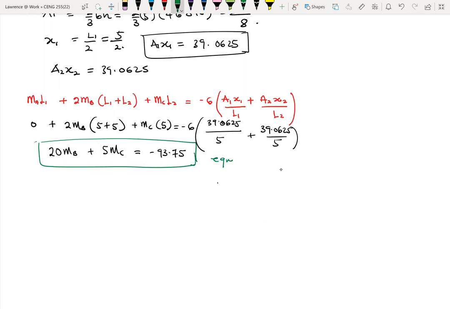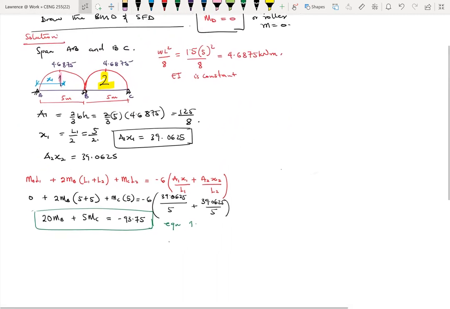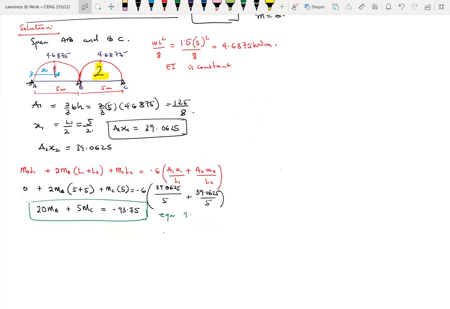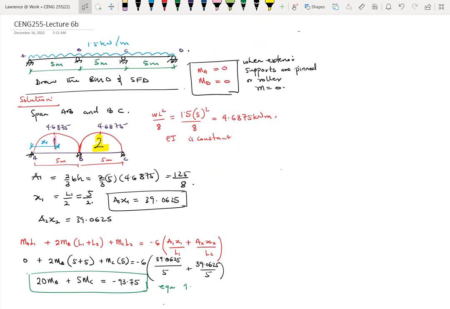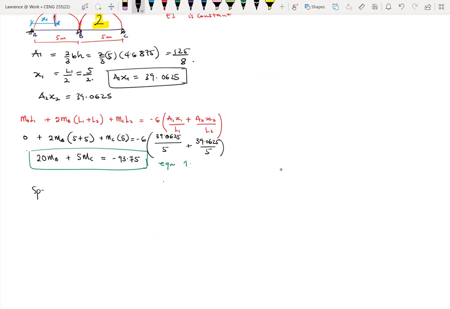So we can clearly see that this equation has 2 unknowns, so we can't solve it, because we would need another equation. And this is where you come and look at the second span or the second set of spans. In the first case, we looked at span AB and span BC, so support B was our main support under consideration. Then we also need to look at support C under consideration, and to do that, we'll look at span BC and then span CD.